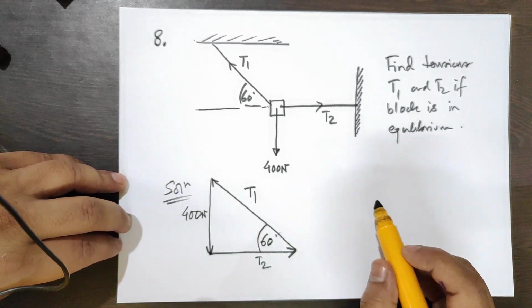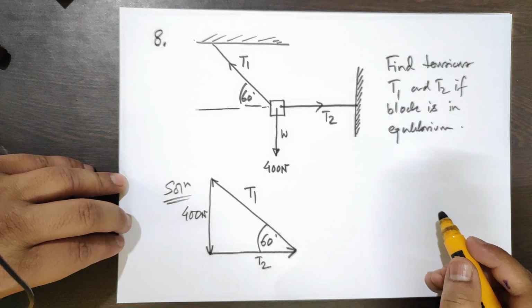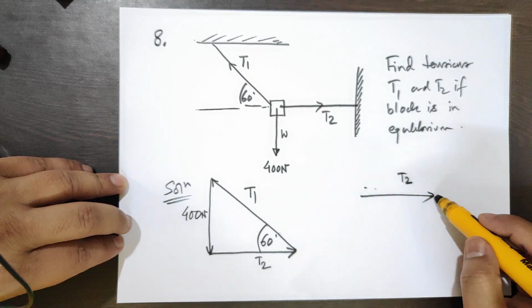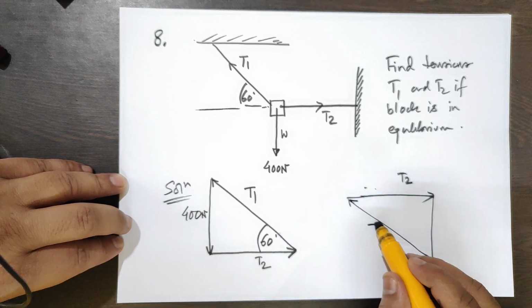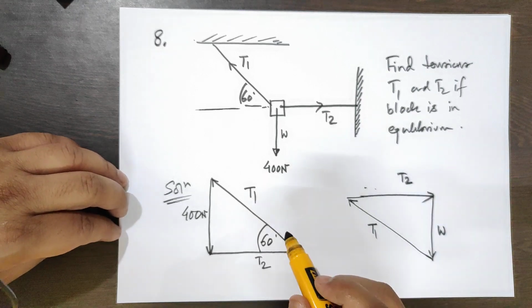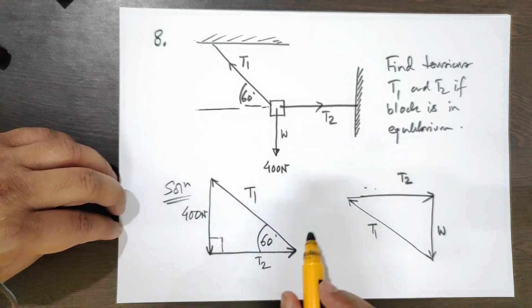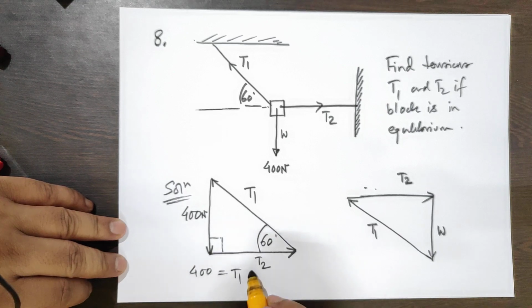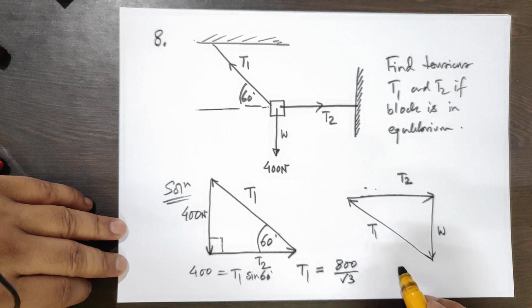I could have done it a different way, say instead of T2 plus T1 plus W equals 0, I could have done T2 plus W plus T1 equals 0. That would be like this, T2 plus W plus T1, then T1 would be here. Same thing. It forms a triangle, a right angle triangle. So 400 equals T1 times sin 60. Therefore T1 equals 800 by root 3, and T2 equals 400 by root 3.